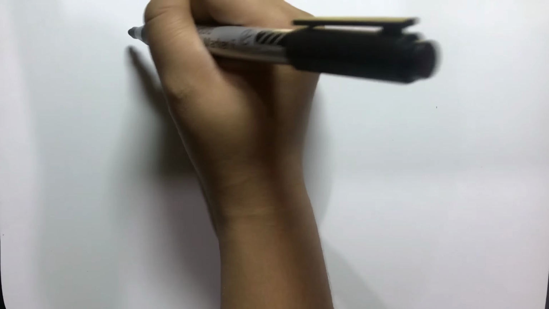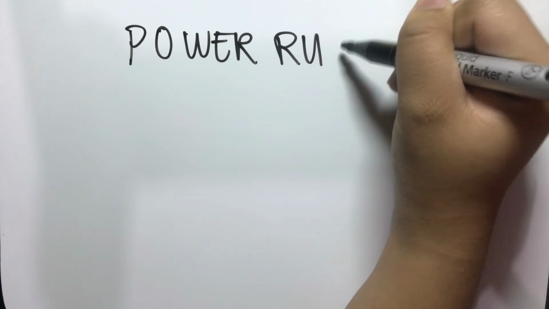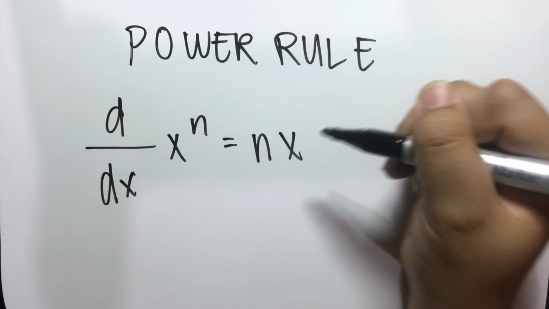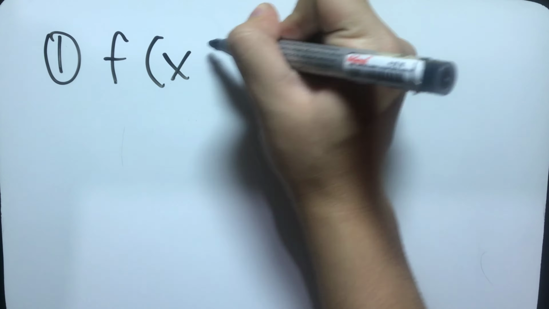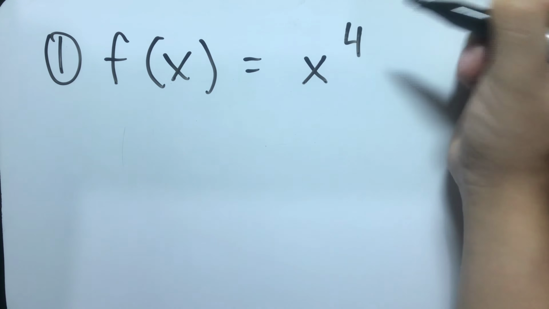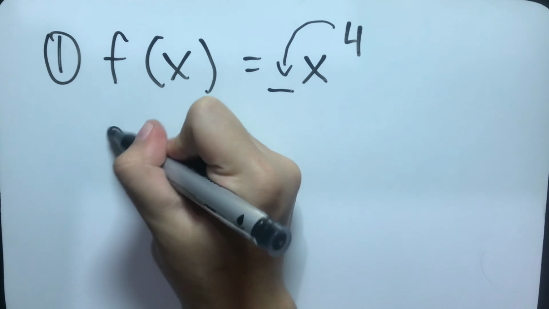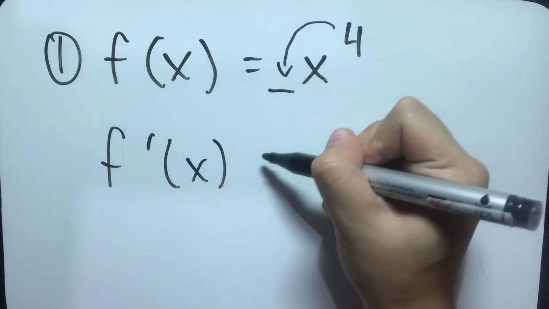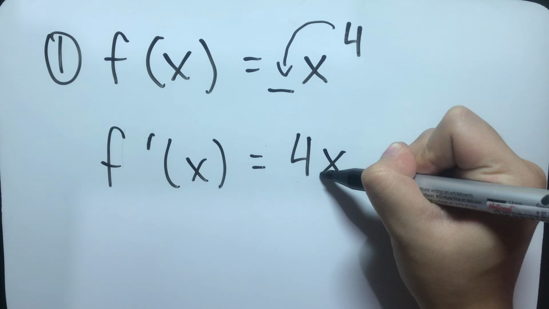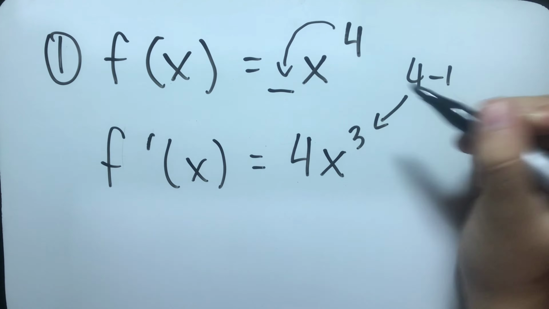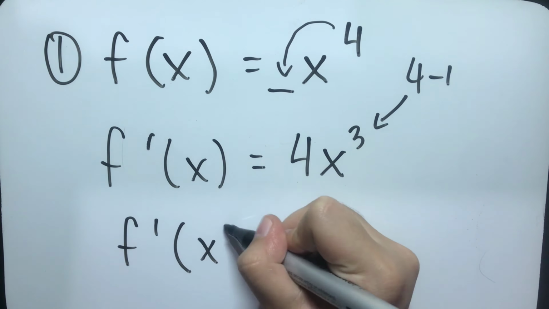Next is the power rule. The derivative of x raised to n is equal to n times x raised to n minus 1. So for number 1, f of x is equal to x raised to 4. We bring down 4 to the front as a coefficient. So f prime of x is equal to 4x, then reduce the power by 1. So instead of x raised to 4, it will be x cubed. So the final answer is f prime of x is equal to 4x cubed.